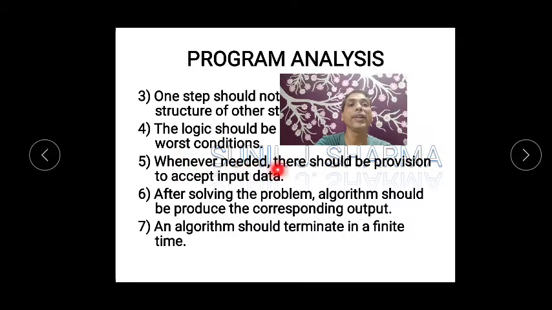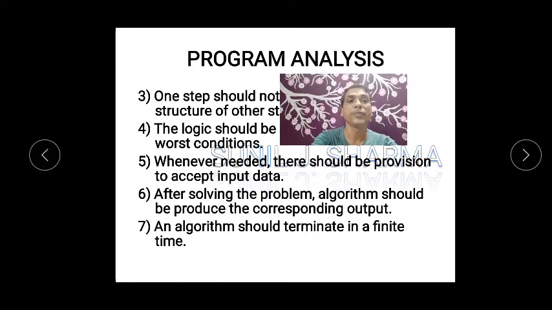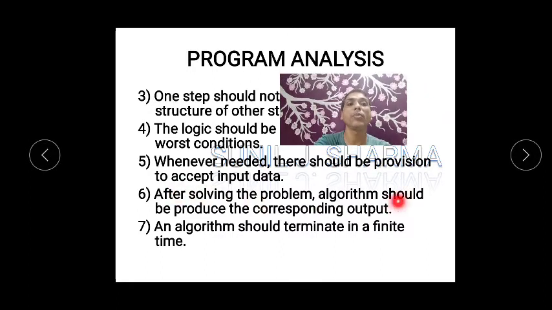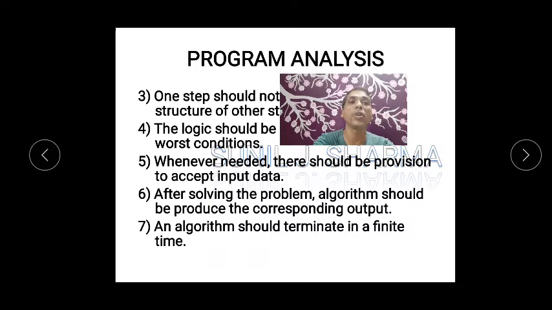Whenever needed there should be a provision to accept the input data, so you should always provide that it can accept some input. After solving the problem, the algorithm should provide the corresponding output. I think we have seen that input-output process, which is very important. An algorithm should terminate after a finite time, so it should not go on and on. It should terminate also.